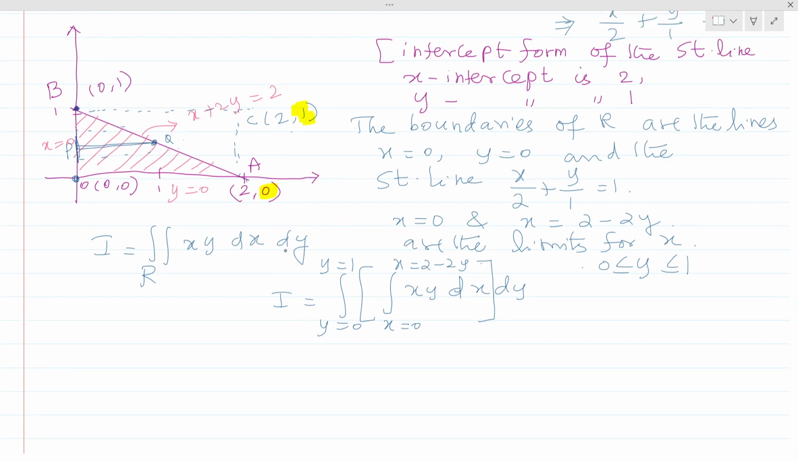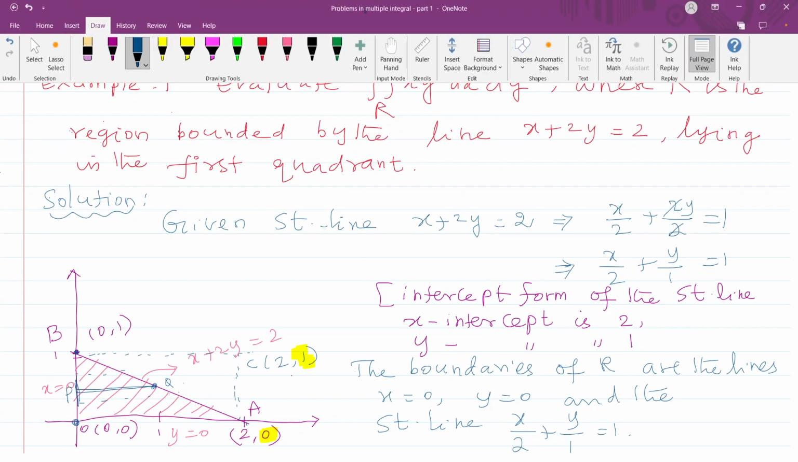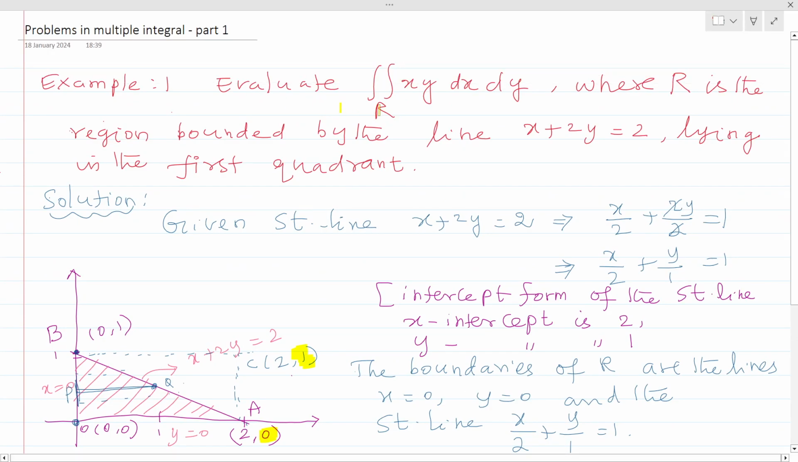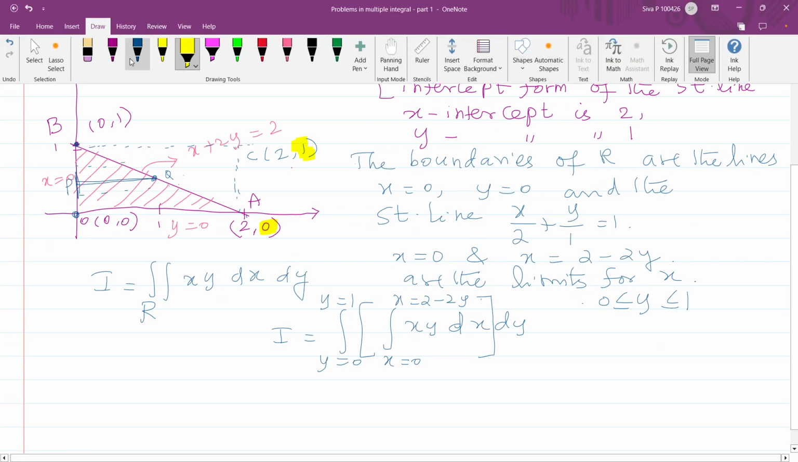From the given problem, here you can see that the limits are not mentioned. Only the region is given, from the given equation x plus 2y equal to 2, and lying in the first quadrant also is given. So from this concept or from this hint, we have to find the region for this integration. Okay, so first we have to fix the order of the integration.